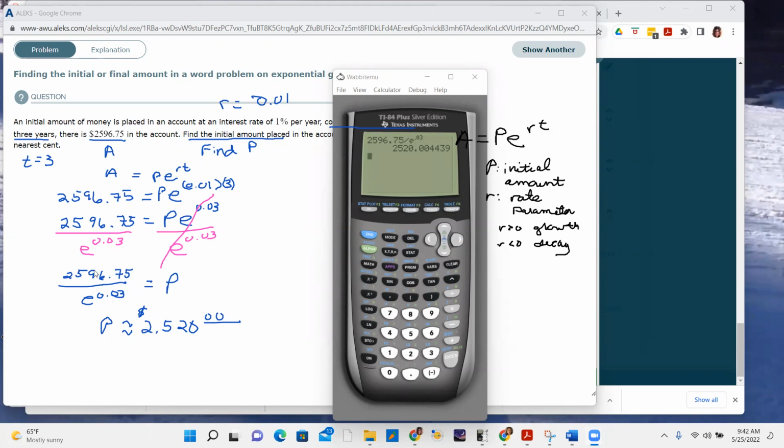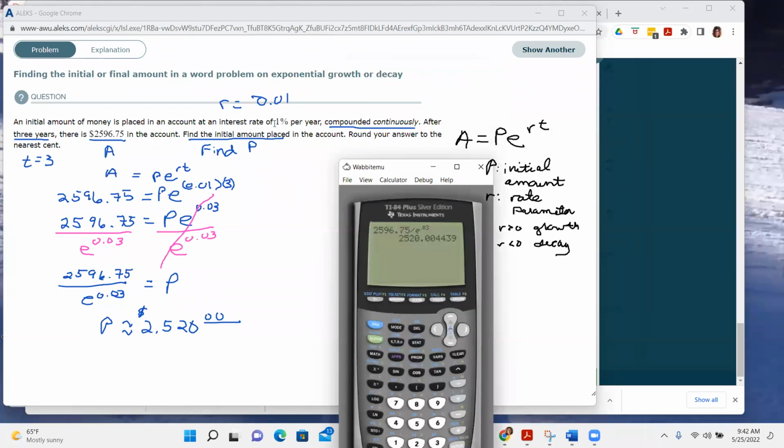And again, it makes sense that the amount it ended up at is more than the amount it started at, because it's earning interest. That's just a tiny bit, right? That's not even outbeating inflation there.